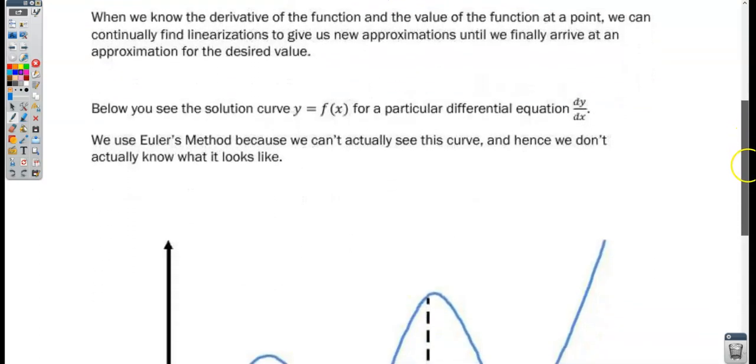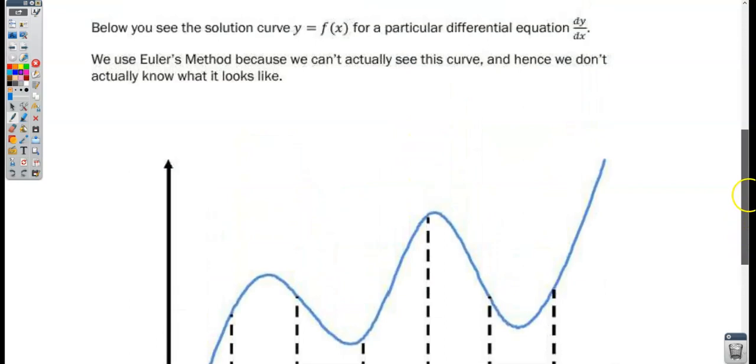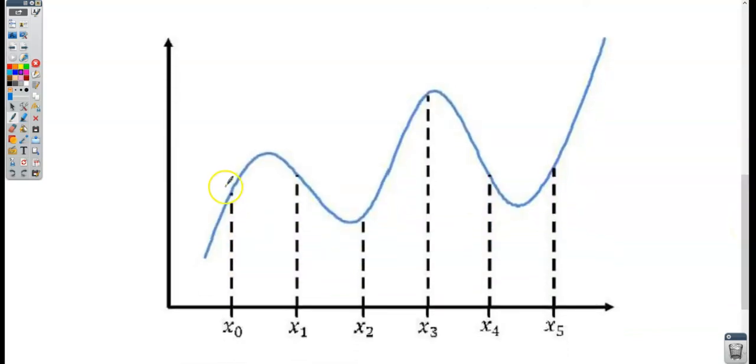You see the solution curve y equals f of x for a particular differential equation in this graph here below. But realize that in the scenario where we're using Euler's method, this is a graph that we can't see because we don't actually know what it looks like. We don't know what it is. What we do know is the value of the differential equation for various x values, and we know a single point on this curve. This point right here, the initial condition. And if we want to find an approximation for the value of this function at x sub 5, Euler's method is a perfect technique for us.